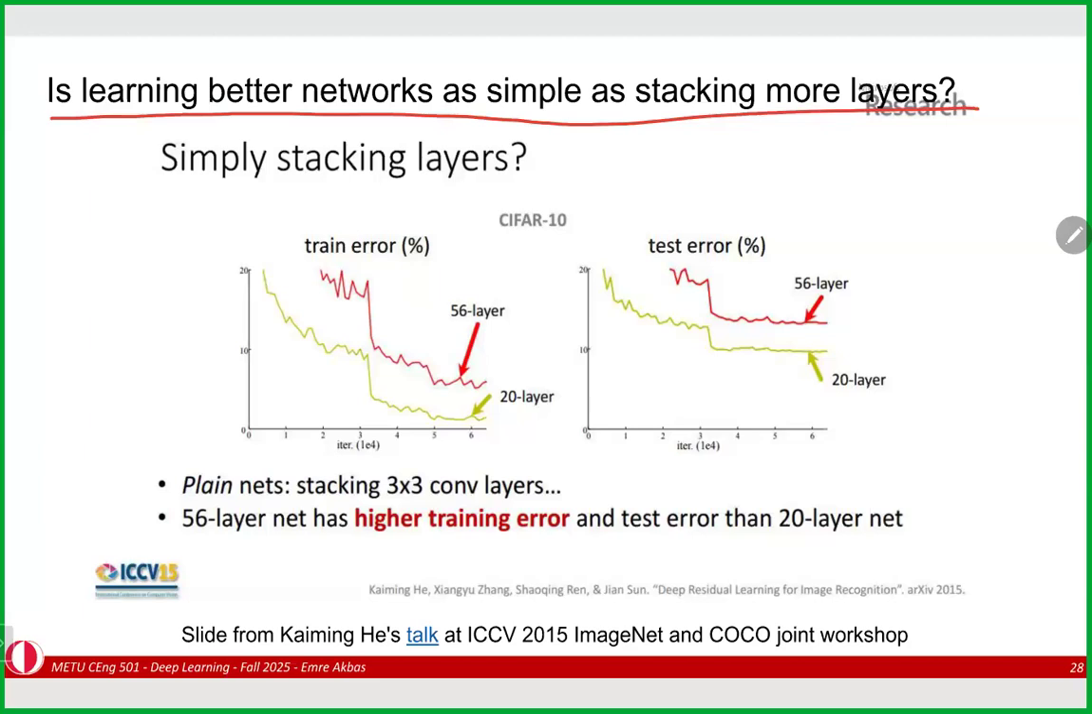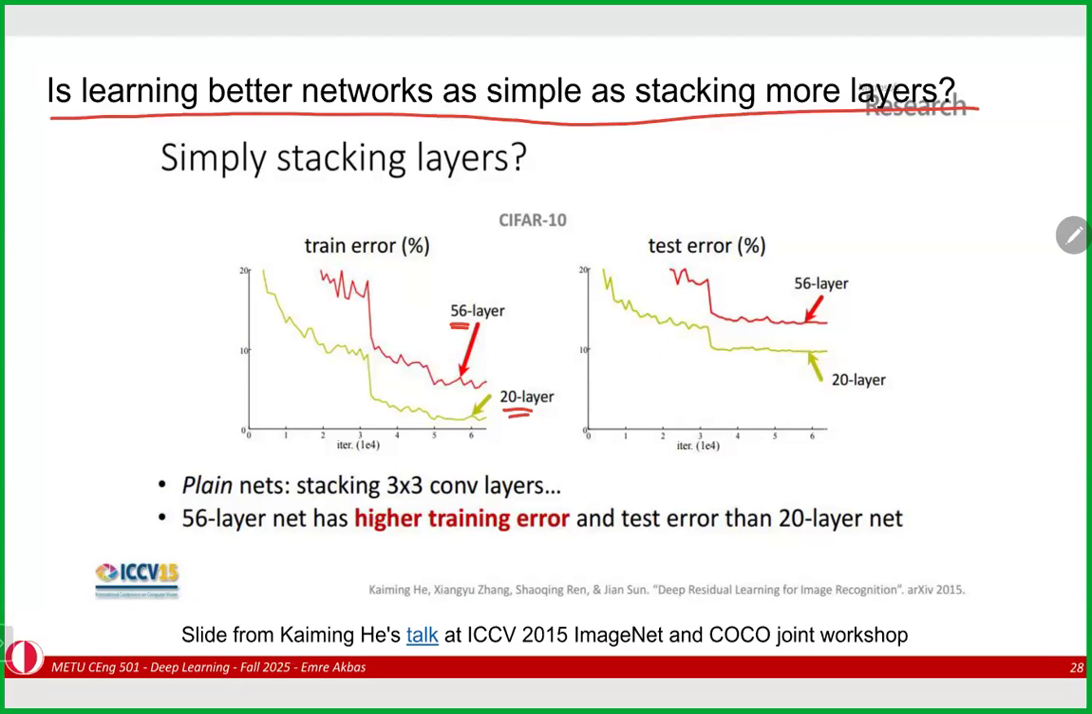But then they found that simply stacking more and more layers, for example, from 20 to 56 layers, the error went up. Why do you think this is? So you are increasing the capacity of the model. All the theories tell you that with a large number of parameters, you should get zero training error, and also a good test generalization. But it doesn't happen. It did not happen.